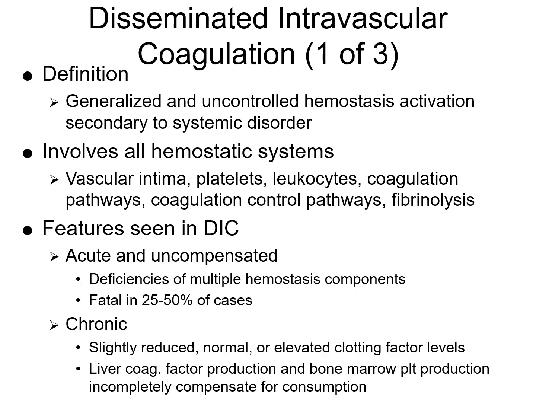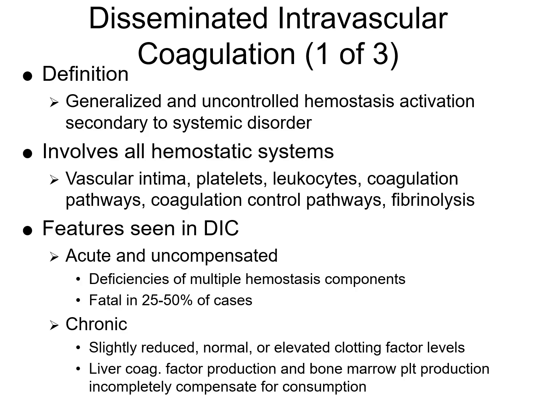So features seen in DIC, there's acute and uncompensated. So this is characterized by rapid and severe consumption of coagulation factors and platelets. This leads to deficiencies of multiple hemostatic components. This form is often life-threatening and has a high fatality rate at 25 to 50% of cases. It can cause widespread bleeding and microvascular thrombosis simultaneously.